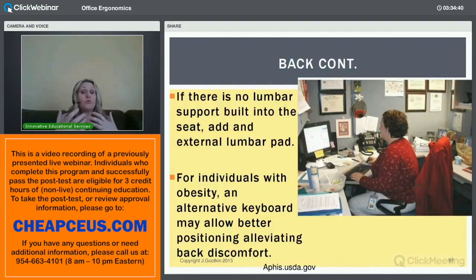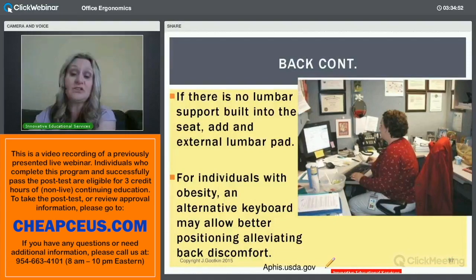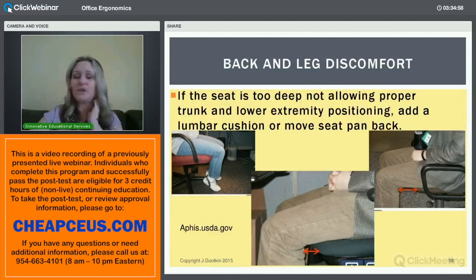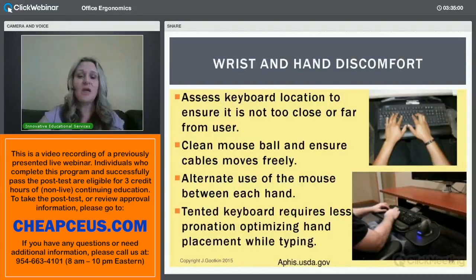It also may change the proprioceptive feedback, and it increases that anterior loading on the spine. So if the patient has a herniated disc or a bulging disc, we're increasing the potential of pathology for them. They're in that chair for a lot of time. Leg and back discomfort, you're going to look at your seat height. And if someone has wrist and hand discomfort, you're going to look at all the keyboard setups that we've discussed, and you're going to look at the mouse.